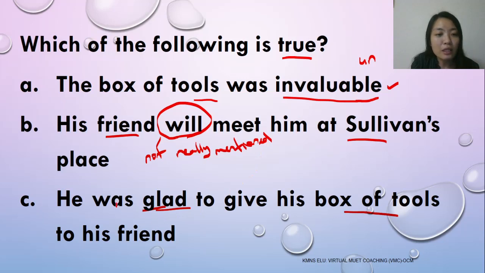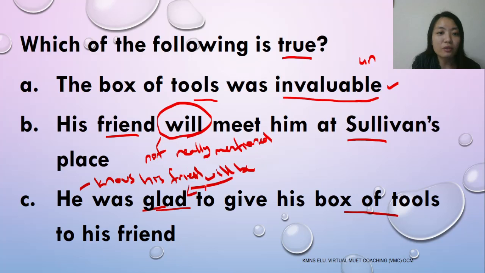And over here, he was glad. Actually, it's not that he's glad. Actually, he knows his friend will be glad to have it. All right, so there's a twist of words here. So this is also probably not the answer, leaving you with only the answer A.